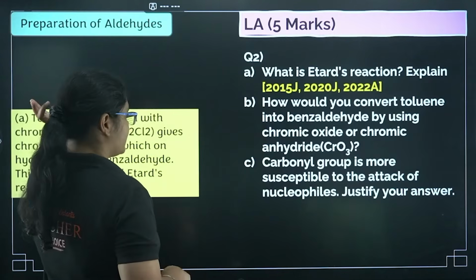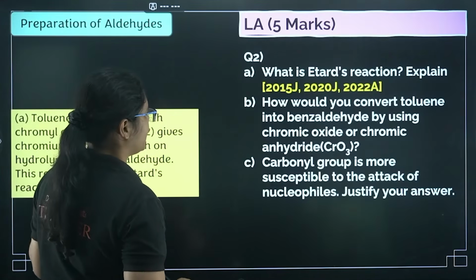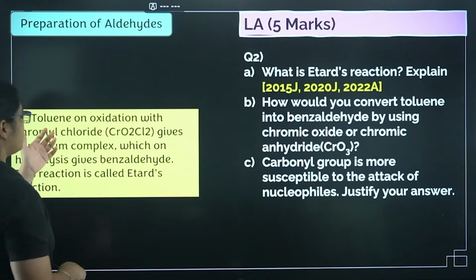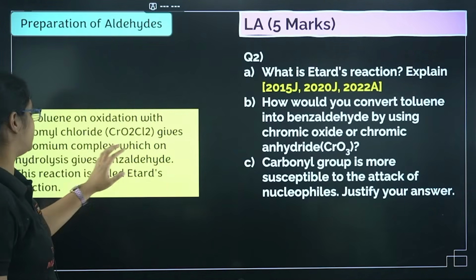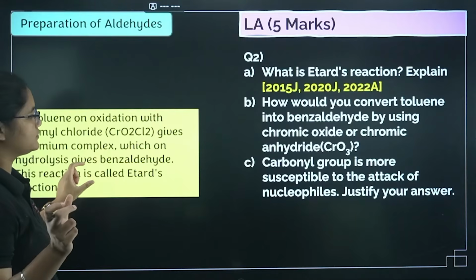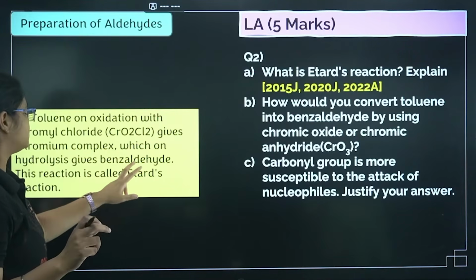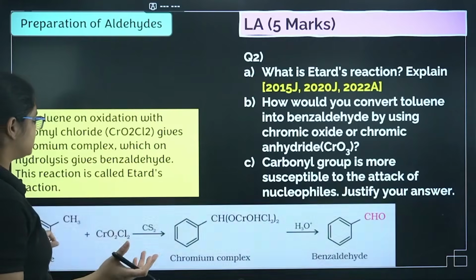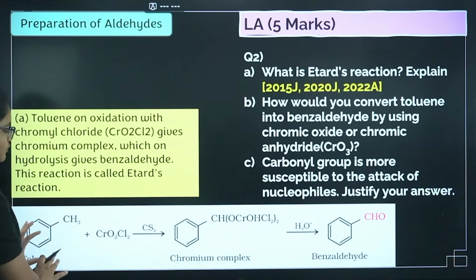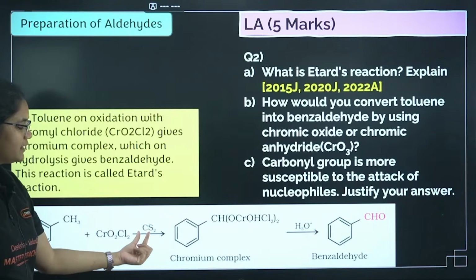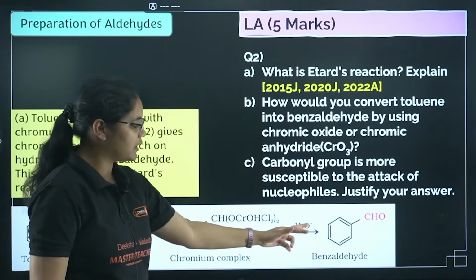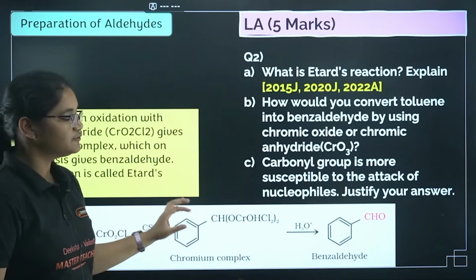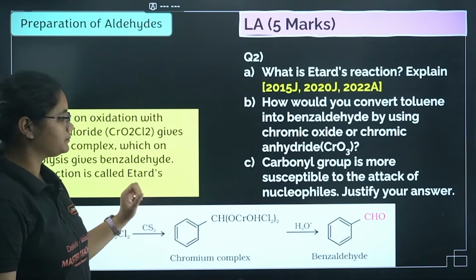What is the Etard reaction? In the Etard reaction, we take toluene, and on oxidation with chromyl chloride, that is CrO2Cl2, it gives a chromium complex, which on further hydrolysis gives you benzaldehyde. So you can see the reaction. You have taken this toluene with CrO2Cl2 and CS2, we get this chromium complex, and this chromium complex on hydrolysis gives you benzaldehyde. So this is your Etard reaction.